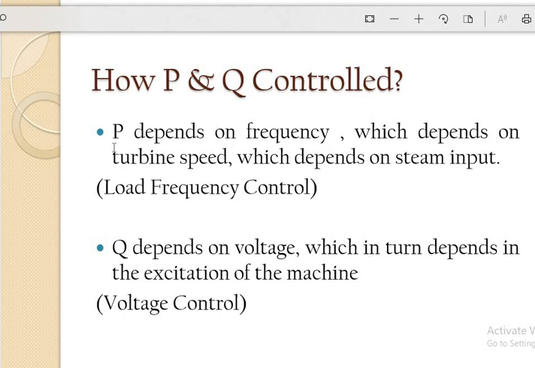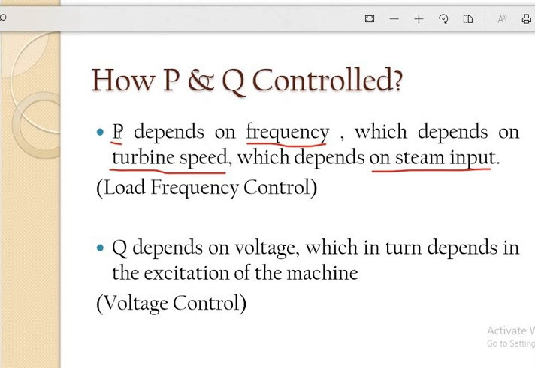Here it will be much more clear. The active power P depends upon the frequency of the machine. Then the frequency depends upon which parameter? The frequency depends upon the turbine speed. In the practical case there will be a steam turbine or a hydroelectric turbine connected to a generator, and depending upon the speed of the generator, you get a particular frequency. You can say that frequency depends upon the speed of rotation of the rotor, the speed of rotation of the rotor depends upon the turbine speed, and the turbine speed depends upon the steam input.